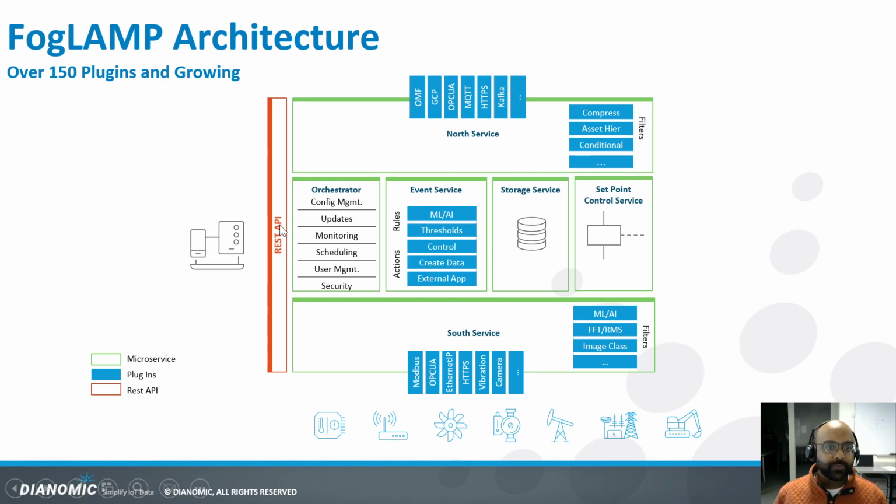And FogLAMP has a REST API that could be used to configure FogLAMP. In fact, our FogLAMP GUI uses this exact REST API, and you can use the REST API to connect to your systems as well.